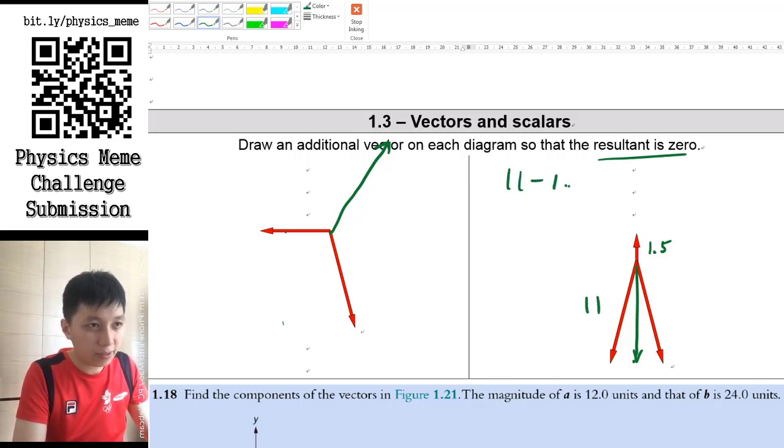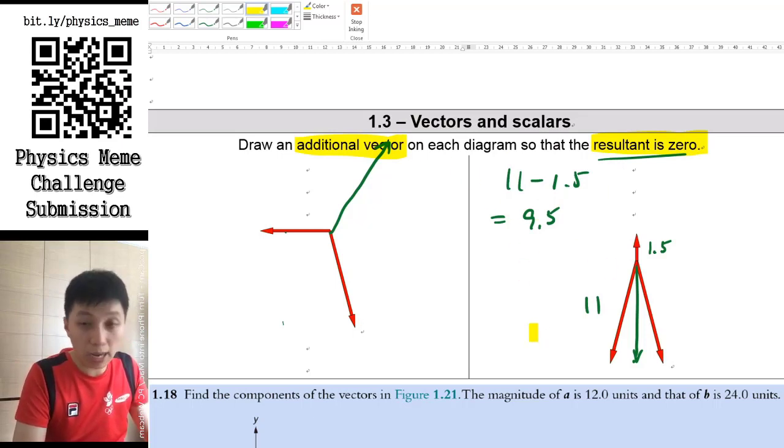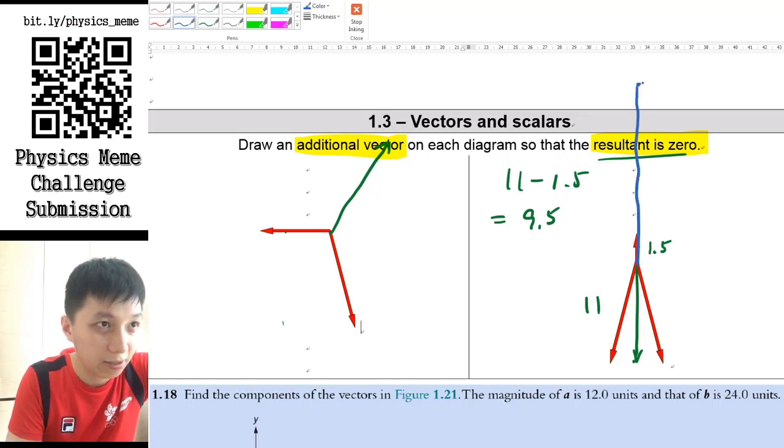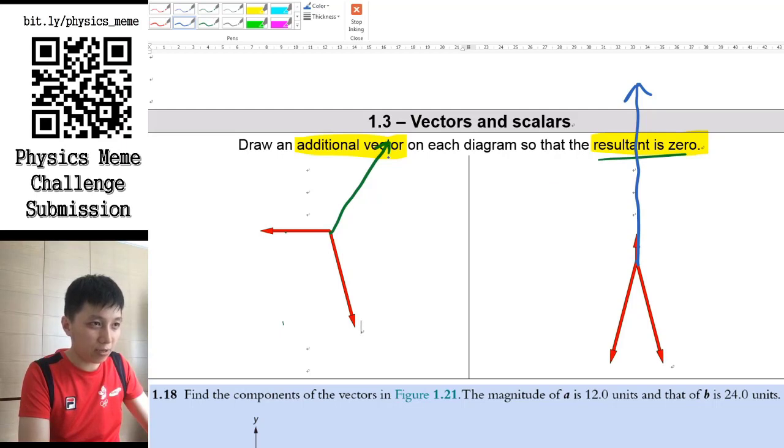So 11 minus 1.5 is going to be 9.5 going downward. But then again you want to add an additional vector so that the resultant is 0, so you have to go upward instead. Upward 9.5 is the one you want from the origin. So I would need to draw about here, actually here. Alright, yes, this is out of the space. Okay, so this will be the answer. As long as your arrow from here points to around here, then it should be right. And this one goes around this position, it should be right.